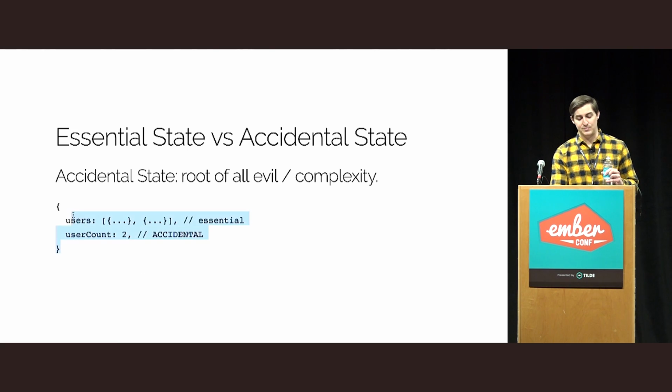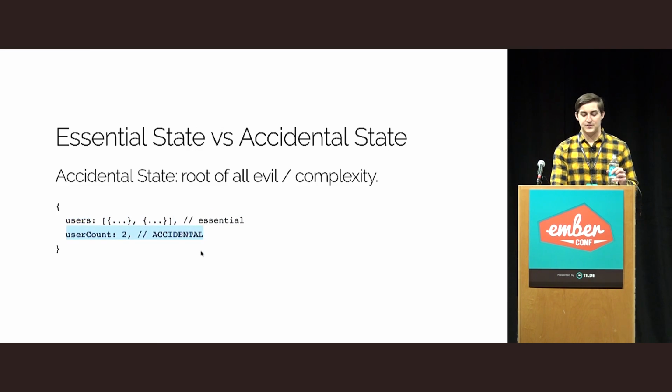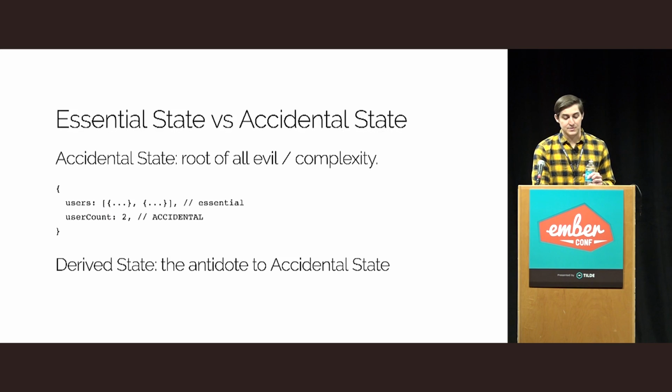A very simple example is if for some reason you had an object in your code that was a users array that had 2 elements in it, but you also had a user count saying 2. You should wonder why this is there. Why did I need to make this a piece of data that I may or may not have to update over time, when I can always just say users.length? Why would you ever do that? So that's a very simple example of accidental state.